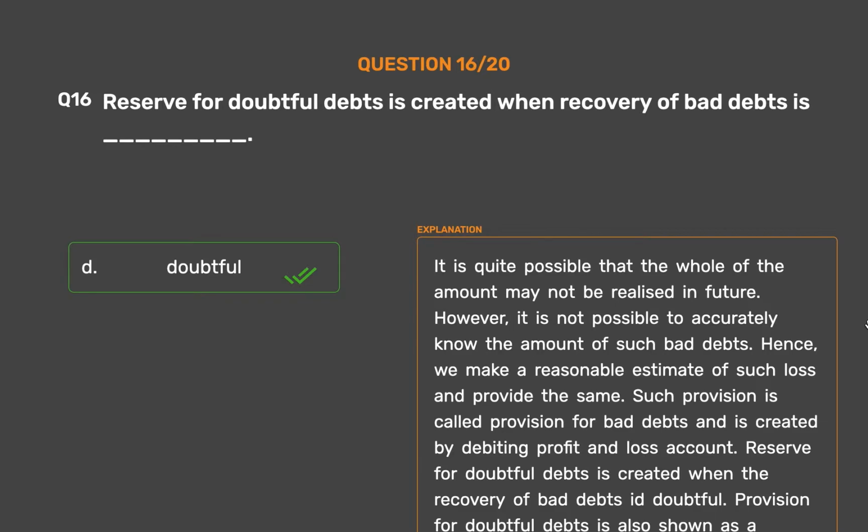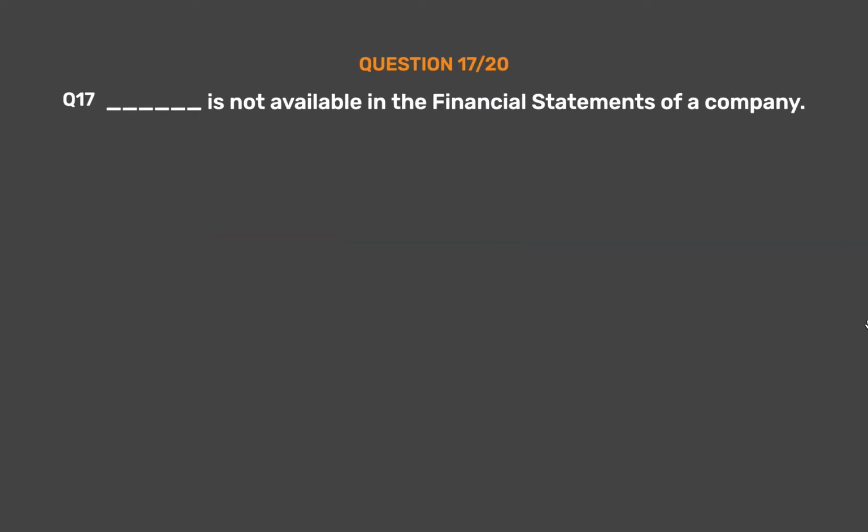Such provision is called provision for bad debts and is created by debiting profit and loss account. Reserve for doubtful debts is created when the recovery of bad debts is doubtful. Provision for doubtful debts is also shown as a deduction from the debtors on the asset side of the balance sheet. Question number 17. Underscore is not available in the financial statements of a company.